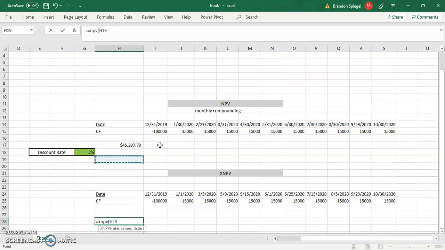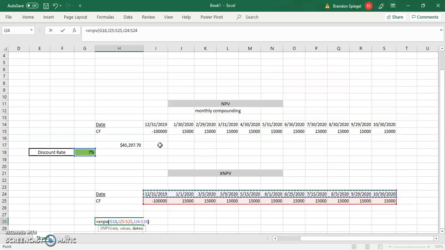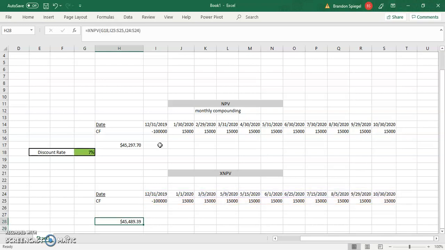You do not need to divide the rate by 12 for monthly, because we're going to input the dates in. And when it comes to the values, one of the fundamental differences is that you need to include the initial outgoing cash flow. With NPV, you have to add it on at the end. With XNPV, you have to include it in the values input when you're selecting the range. Then the next input, which is very important, is the dates. Here you can see there are some dates listed above the cash flows. That is going to be my last input. And here is the net present value of the XNPV.